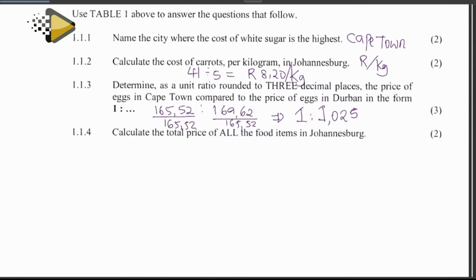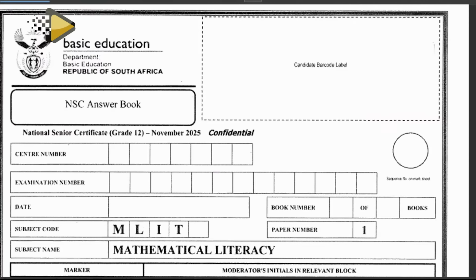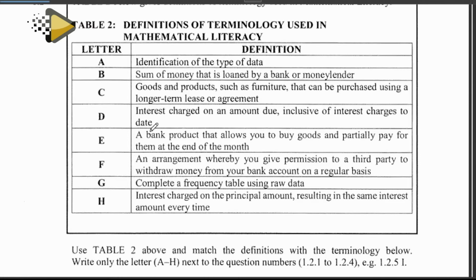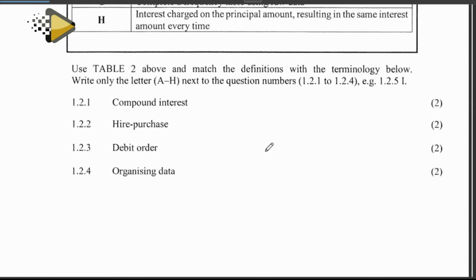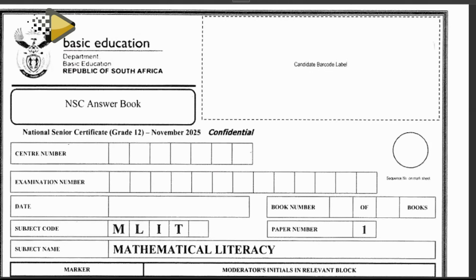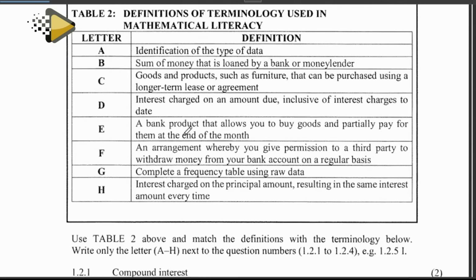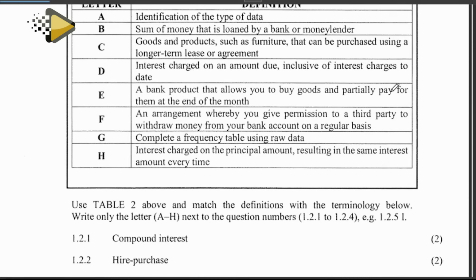Okay, we go to the other question. 1.1.2 talks of matching. Compound interest, hire purchase, debit order, organizing data. So which one do we identify with each description: the identification of the type of data, a sum of money that is loaned by the bank, goods and products and services, interest charged on an amount due inclusive of interest charged to date. The bank product that allows you to buy goods partially, paying at the end of the month. An arrangement whereby you give permission to a third party to withdraw. Now, let's say inclusive of interest.